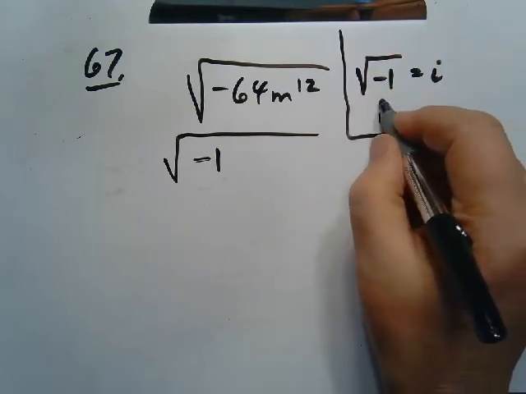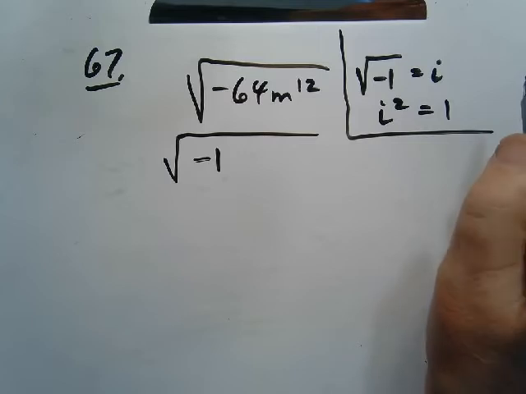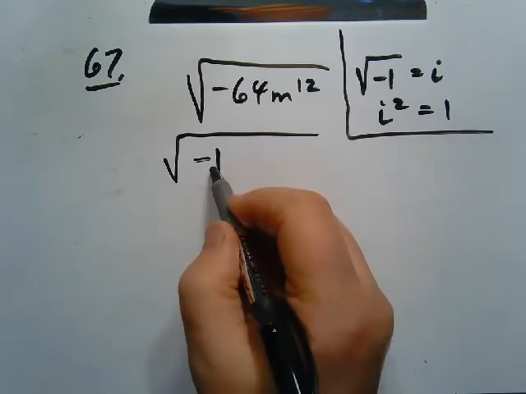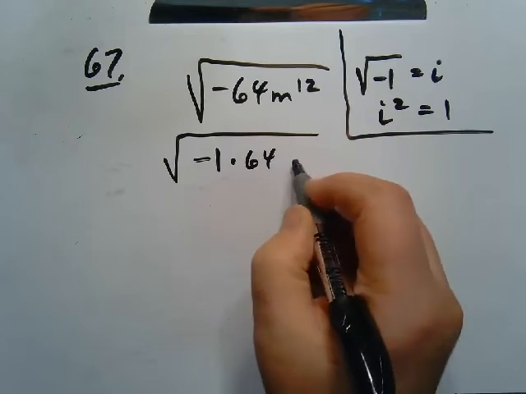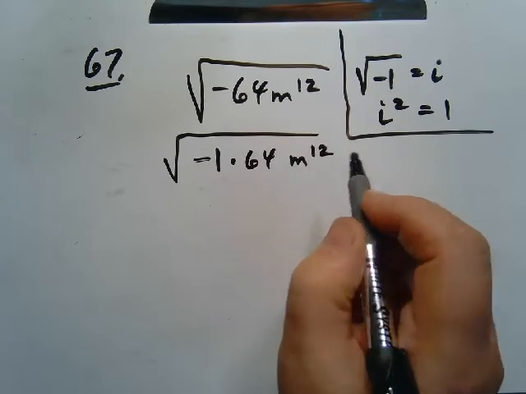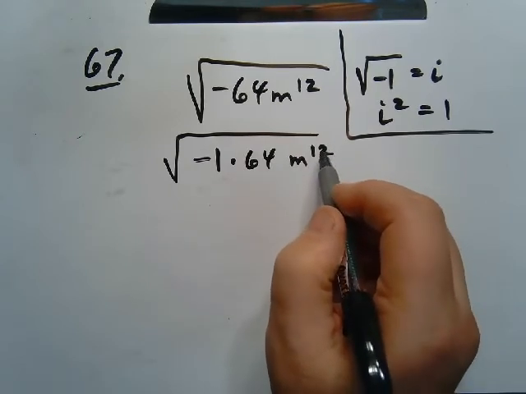And i squared is equal to 1. Okay? So that's a perfect square factor. Square root of this is going to be i. 64 is a perfect square. And m to the 12th is a perfect square because it's got an even exponent here.